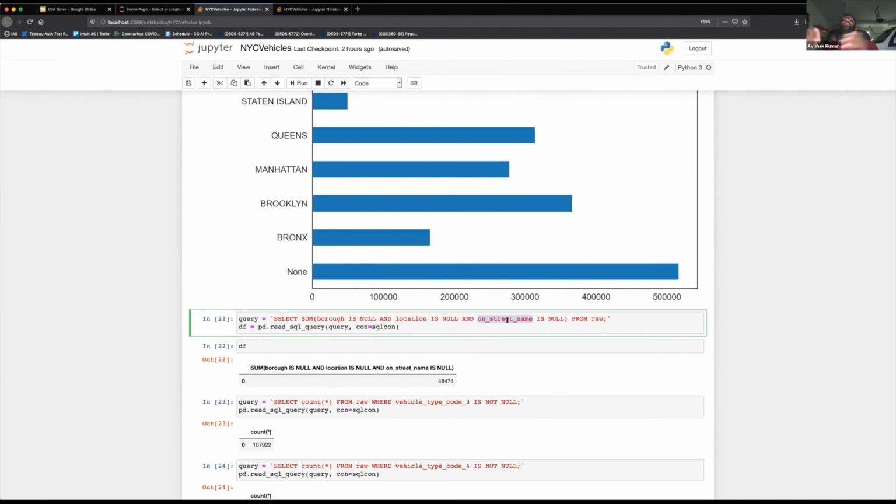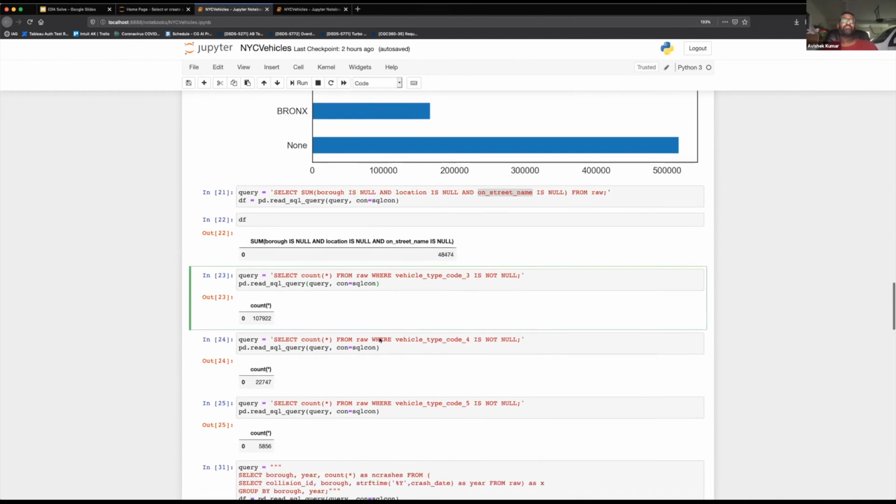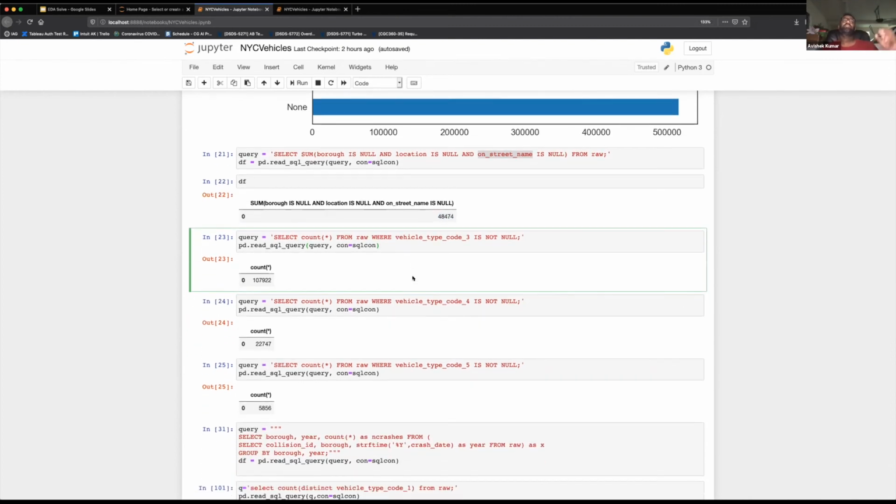So this is something I would actually ask a domain expert, to see that, well, maybe the officer prioritized taking care of someone rather than filling out a form. So then you can see there's a very small amount of cases that actually have no location information. Then you can do a sanity check.